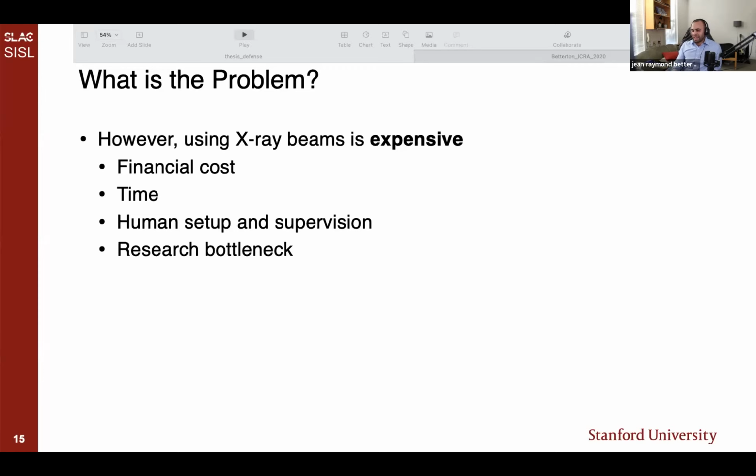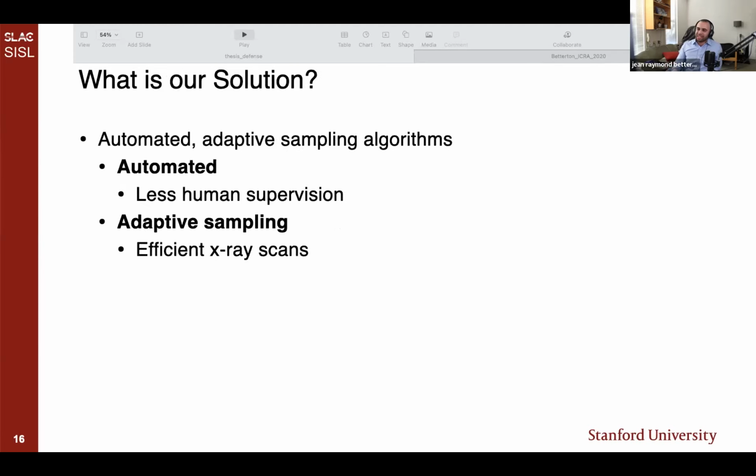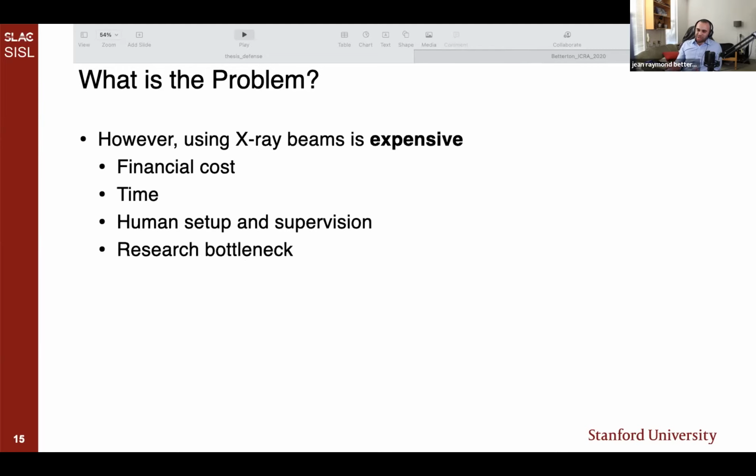I know personally, I had to wait several months just to have a chance to conduct a live test at SLAC. And that's just because the technology is really in demand. Everyone wants to use it. So, okay. So X-rays are great. Unfortunately, they're very costly to use in a sense. So what can we do about this?